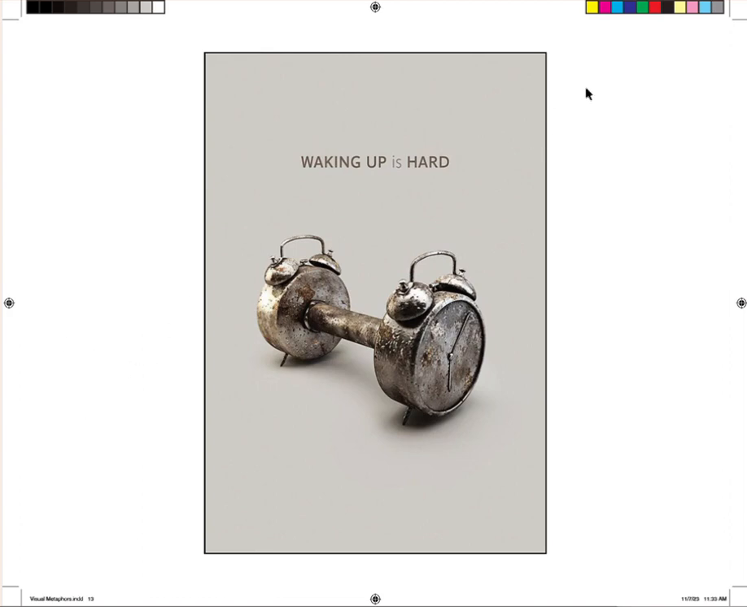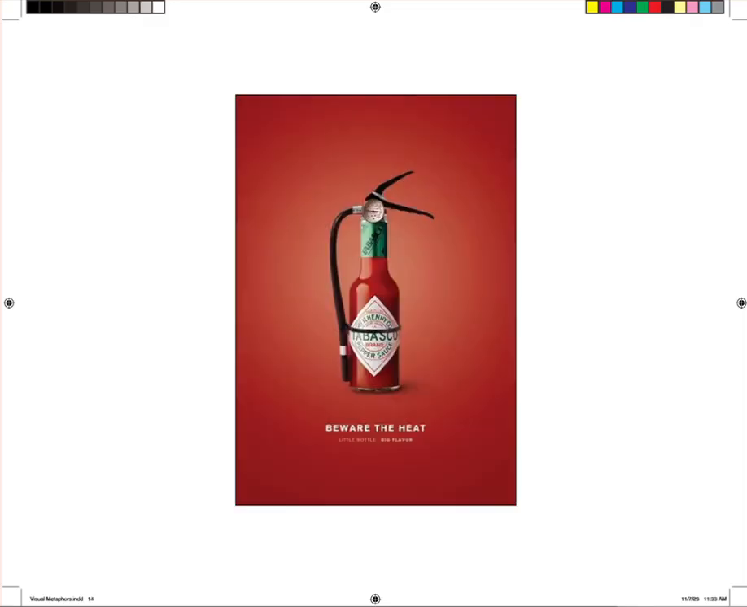And then on the other side, what are things that are difficult, right? Lifting weights is difficult. And they found the same shape for the alarm clock that belongs to the shape of a barbell. So it was a great integration or fusion of those two different ideas as well as objects. Another very clever one. We get it right away.